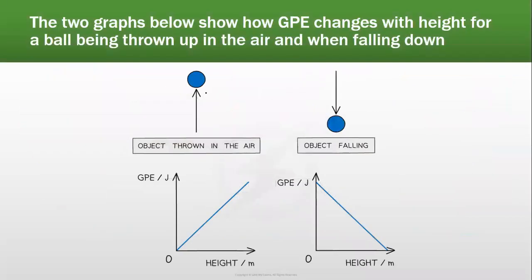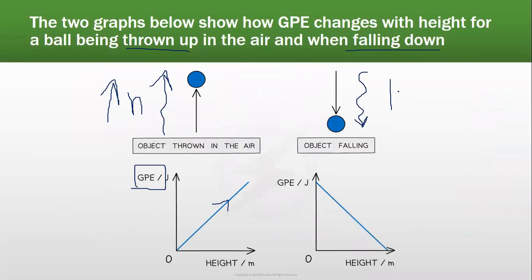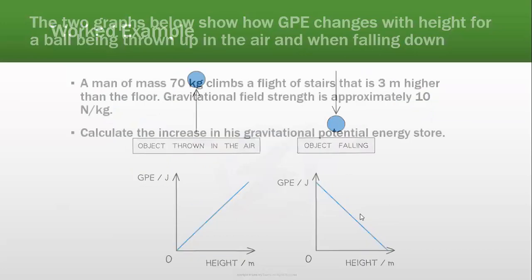Now these are the two graphs below that show a ball being thrown up in the air and when it is falling down. So when the object was being thrown up, what was happening? When it was thrown up, the height was increasing. And when the height was increasing, the GPE was also increasing. But what was happening when the object was falling? When the object was falling, height was decreasing, which means that the GPE was also decreasing. So as the height increases, GPE increases as well. And when the height decreases, GPE decreases.